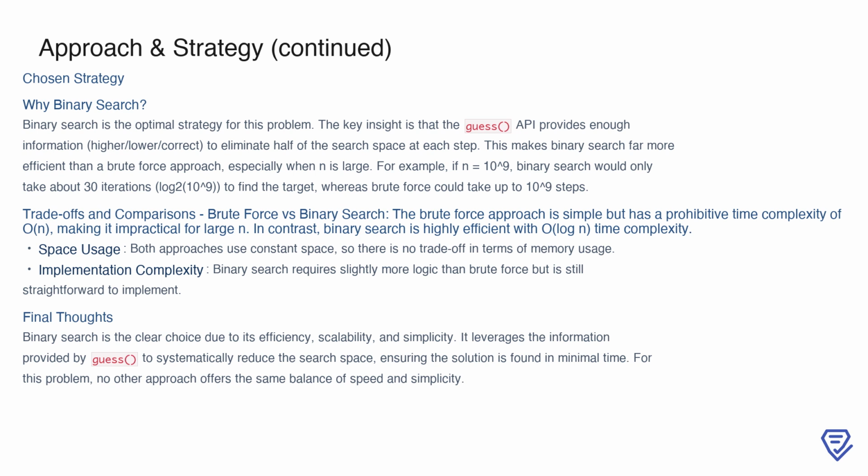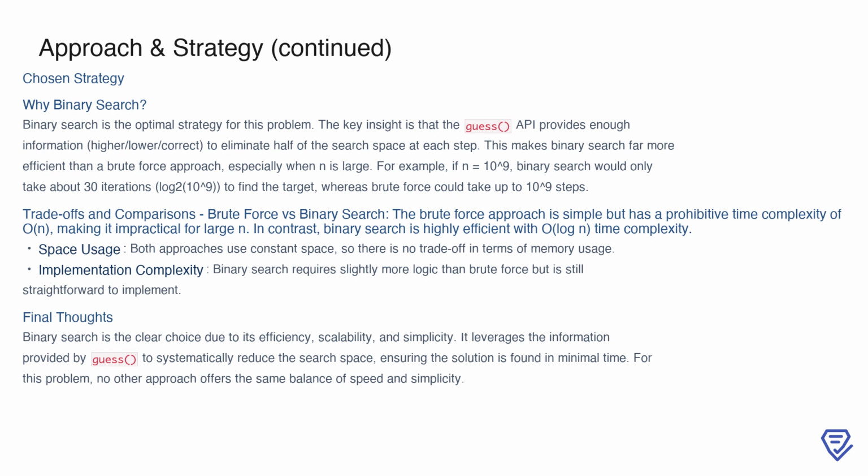Binary search is the clear choice for this problem because it fully utilizes the information provided by the guess API to systematically eliminate half of the search space at each step. This efficiency is particularly evident for large values of n. For instance, if n equals 10 to the power of 9, binary search would require only about 30 iterations to find the target, compared to up to a billion steps in the brute force approach.